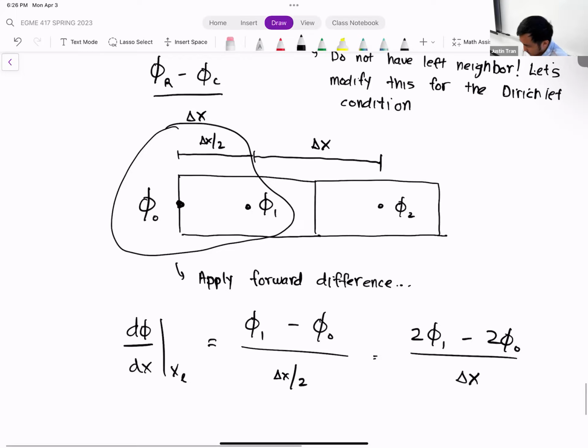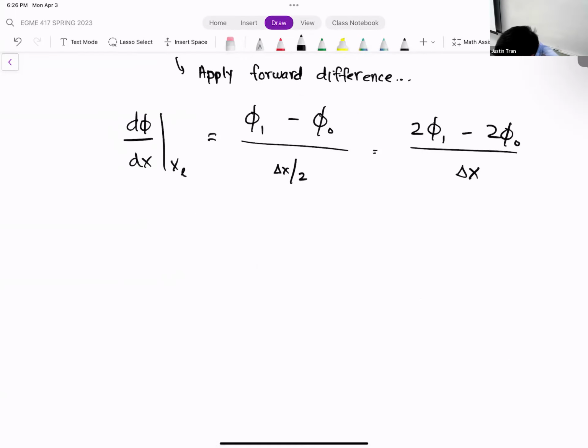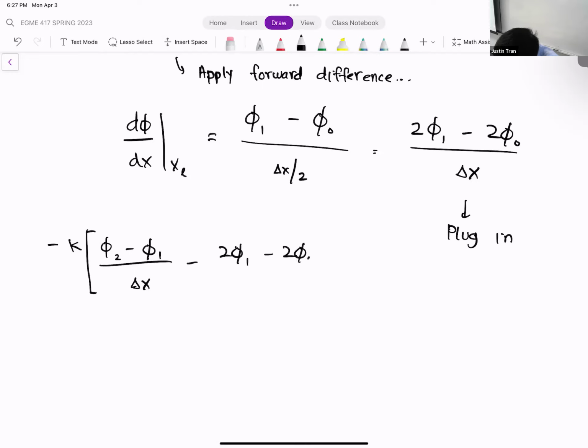Okay, so let's plug that in. And so if we plug that in, we get a minus k times phi sub r, which in this case, I'll just go ahead and plug in for that. So this would be phi 2 minus phi 1 divided by delta x, okay, minus 2 phi 1 minus 2 phi naught divided by delta x is equal to q at x_c times delta x. Okay.